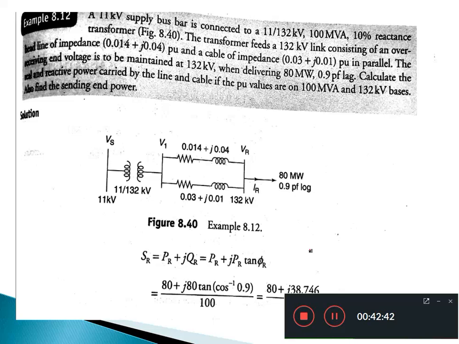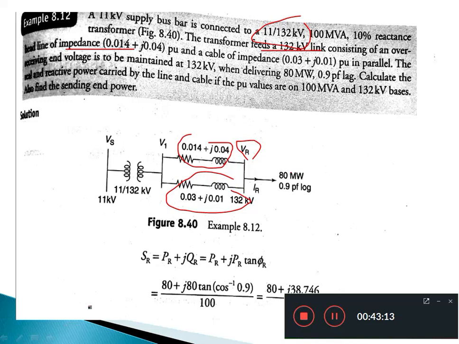So this is the circuit diagram. We have to write as per the given problem statement. 11 kV, 132 kV, overhead line of impedance 0.014 plus j0.4 and cable impedance, and receiving end voltage is 132 kV, which is connected with 80 megawatt at 0.9 power factor load.